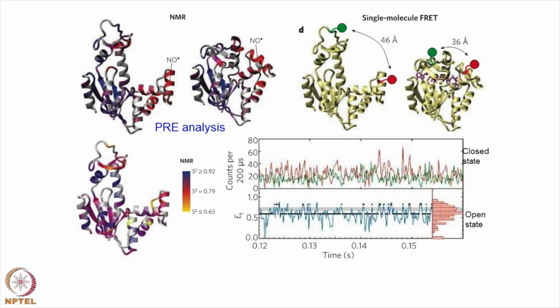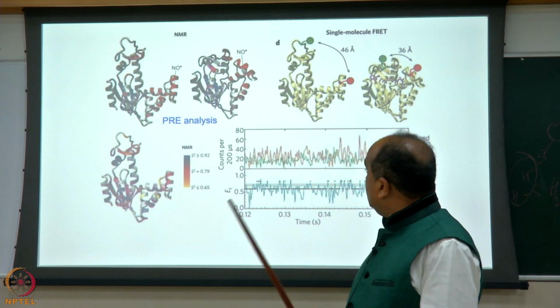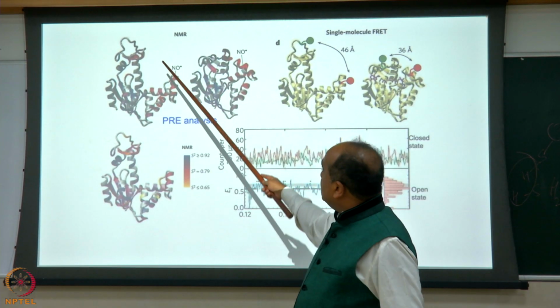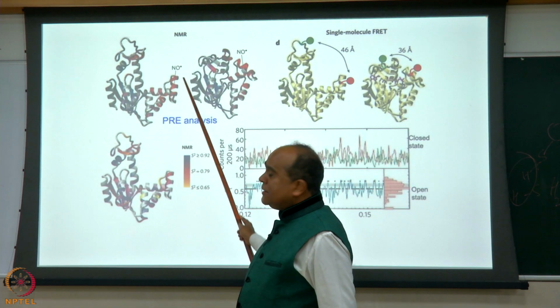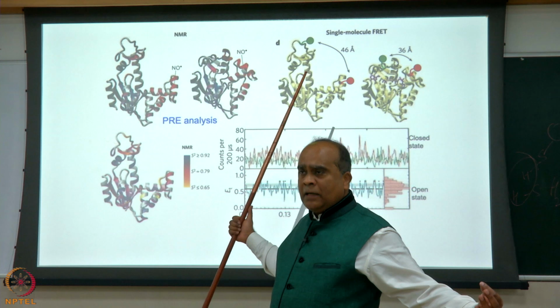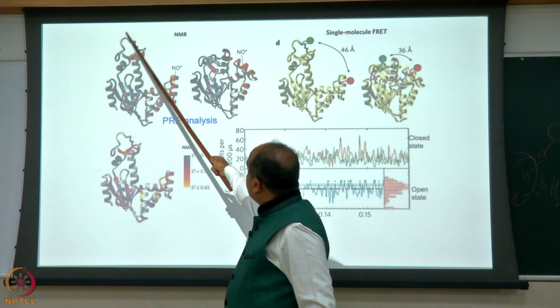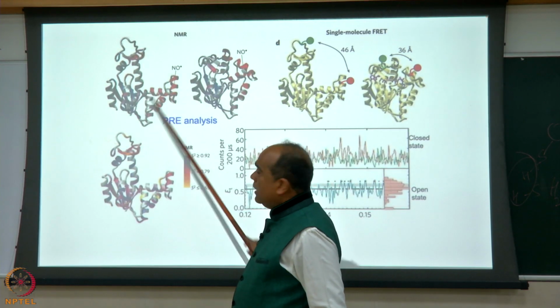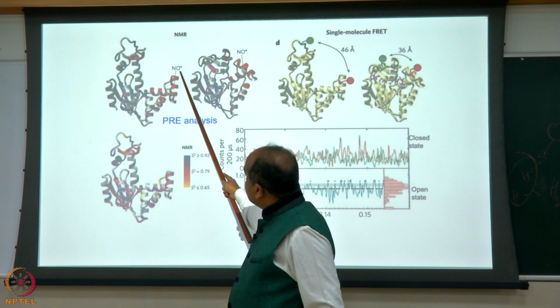In this experiment, what people have done is put a radical, using the same cysteine concept, an NO radical, nitroxyl radical, which has an unpaired electron, right? Now in this protein, there are other nuclei that we are detecting. When it is far, there is no relaxation, no effect of this paramagnetic relaxation enhancement. When it comes closer, you see that nuclei from here start vanishing. So this has a distance dependent effect.